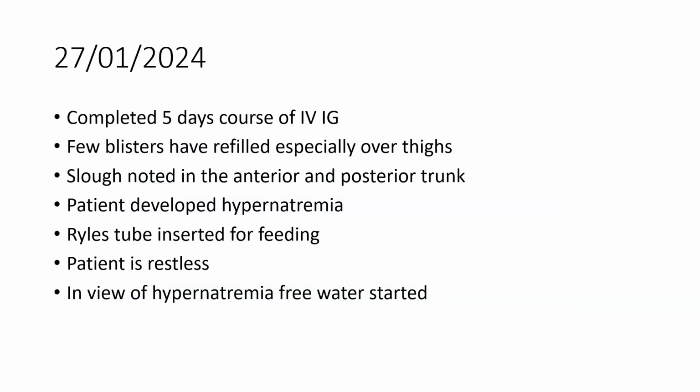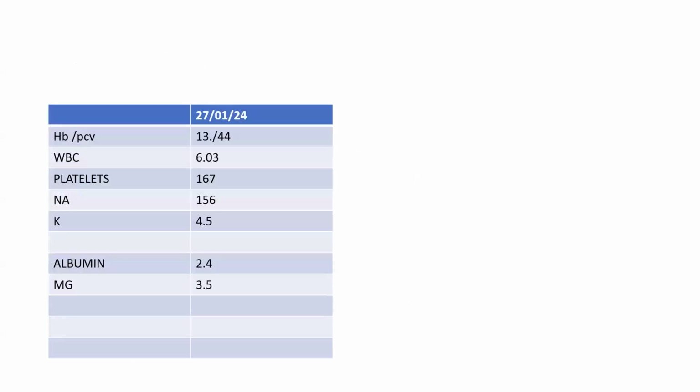On 27th of January, the patient had already completed a 5-day course of IVIG, and on examination we found few blisters had refilled, especially over the thighs. Slough was noted on the anterior and posterior trunk. The patient developed hypernatremia; the sodium was persistently on the higher side. So we inserted a Ryle's tube for feeding. The patient was extremely restless, and in view of hypernatremia, we started him on free water. This was the investigation of the patient on 27th. As we can see, despite starting free water, his sodium was still high.